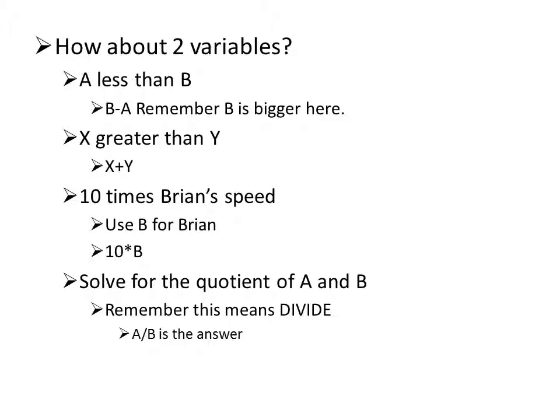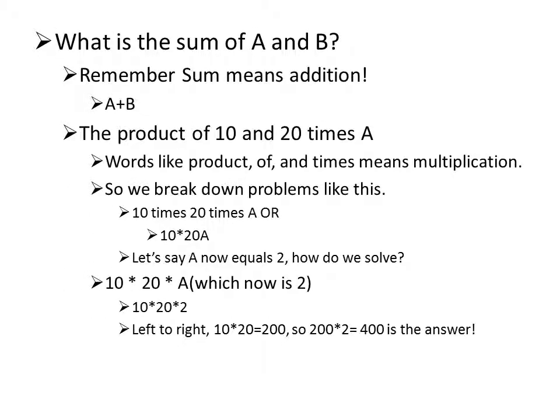Solve for the quotient of a and b. Remember, you always divide. Quotient of a and b. Quotient means divide. A's first and then b's at the bottom. Very straightforward. A divided by b. This here is something you're going to memorize and just accept.